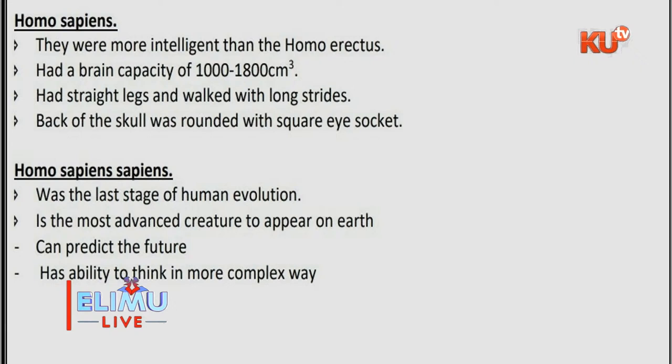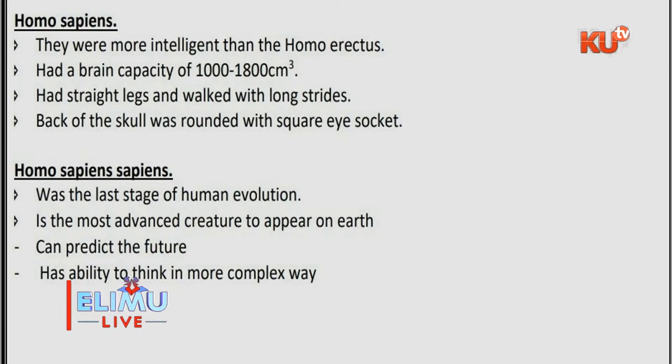Because also, like Homo erectus, Homo sapiens was able to keep animals, he was able to practice fishing, and he was also able to grow crops. Now, learners, on your screen, using the numbers that we have, what are some of the tools that were used by Homo sapiens?